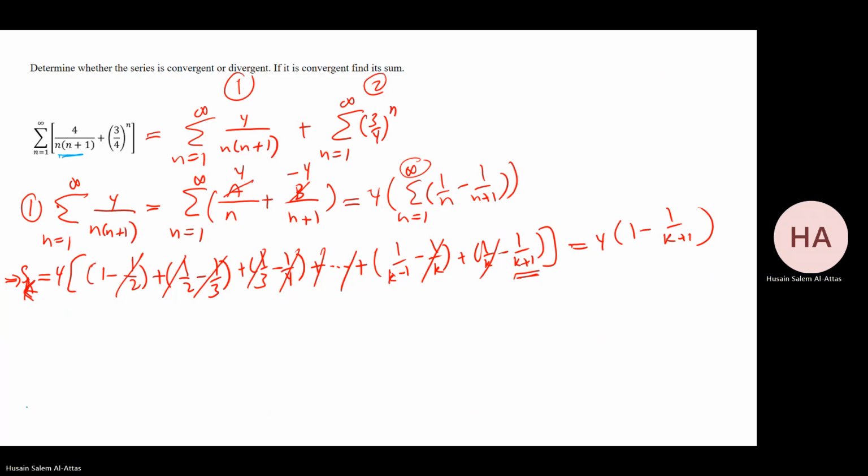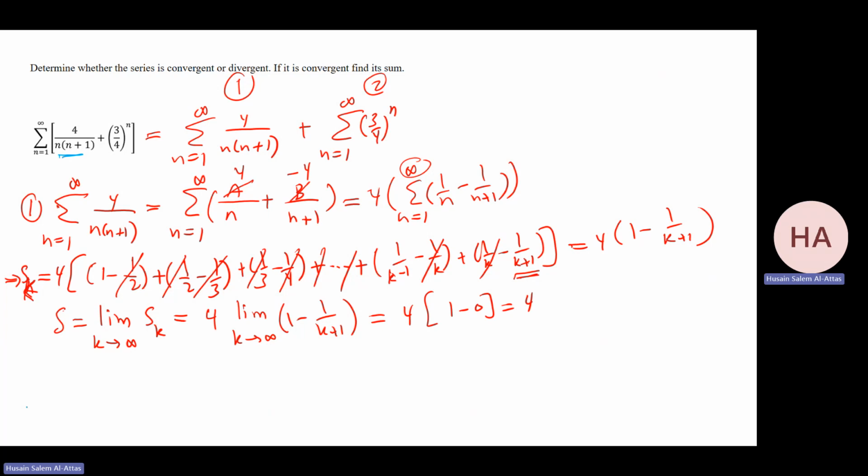So what is the limit? S will be the limit as k goes to infinity of s_k. That will be 4 times the limit as k goes to infinity of 1 over k plus 1. That will be 4 times (1 minus 0), which is 4. So this limit is 4.